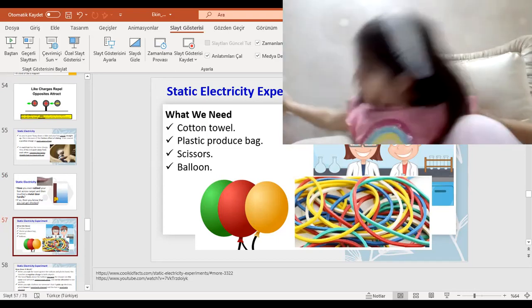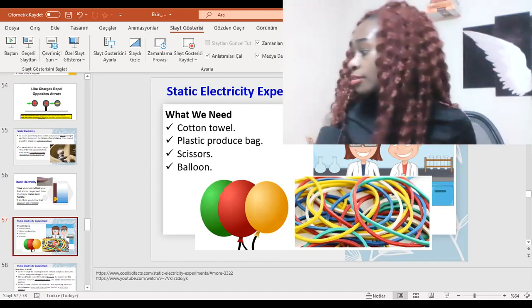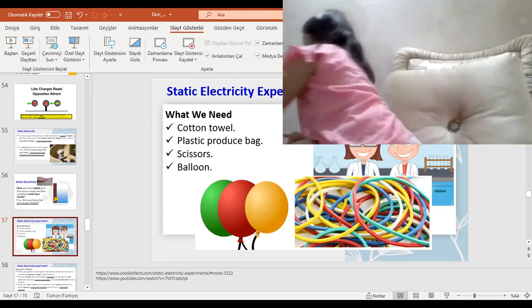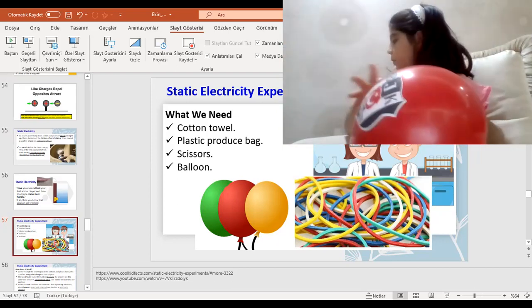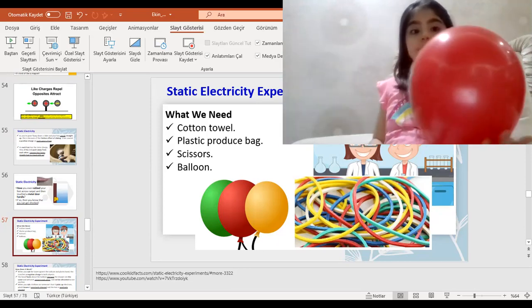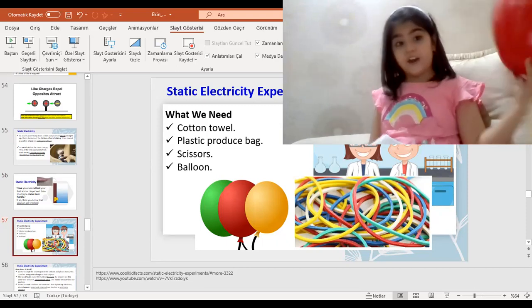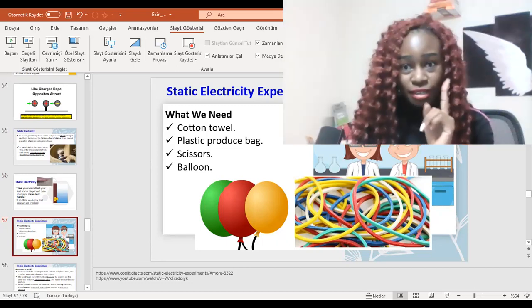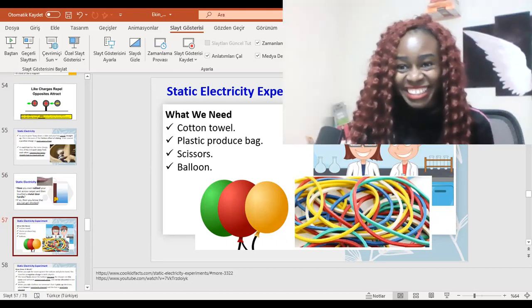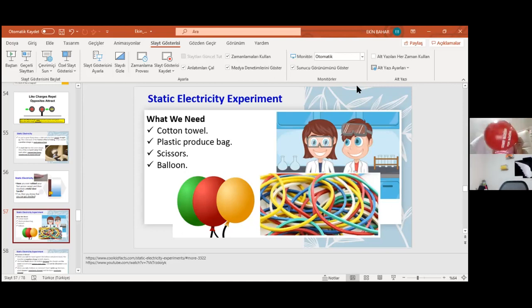And you need a balloon. I have a balloon. Anyways, let me show you how it works. All right. So first, you get the towel, or if you don't have a towel, you can just rub it on your hair. So you rub it. One minute again. I'm going to go get a balloon. I think I have a balloon somewhere. If it's not full with air, you can fill it with air. I'm waiting.